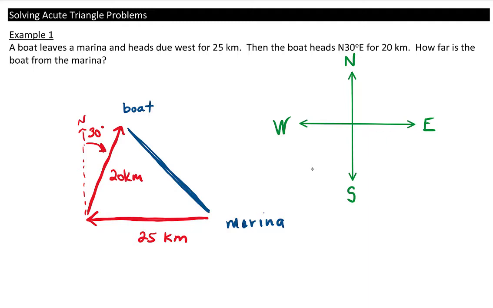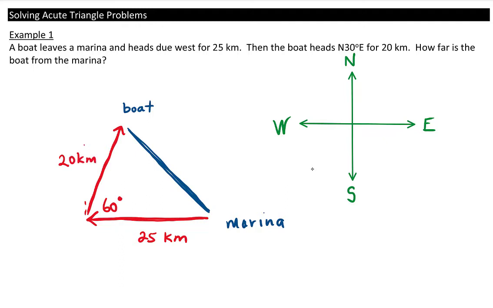We can see if we go due west and due north that this is 90 degrees. If 30 degrees is here, then the remainder of 30 from 90 is 60. So that means we have a 60-degree angle right here. So there is the angle that we have for our triangle. So I'm going to remove this part here. I'm going to move the 20 kilometers to the outside of the triangle here.